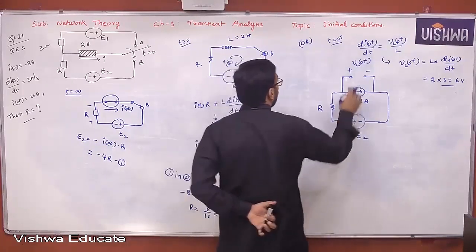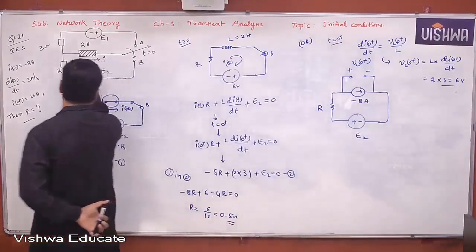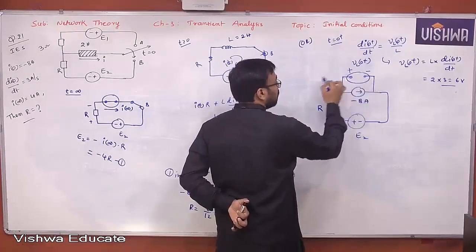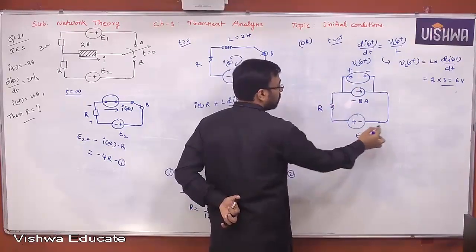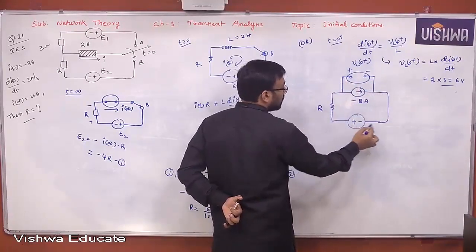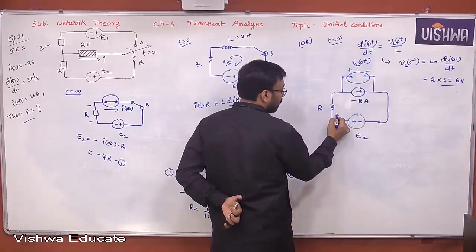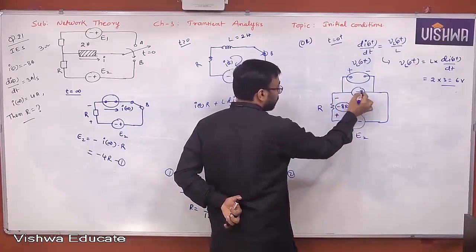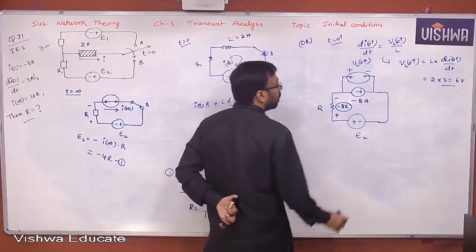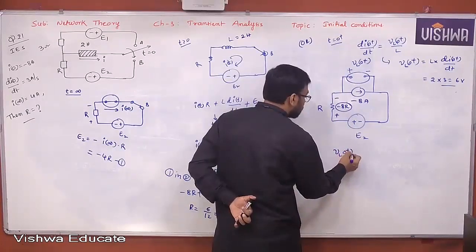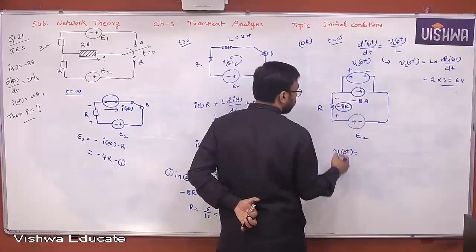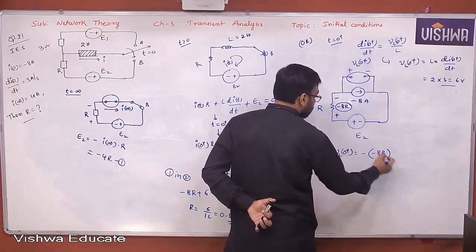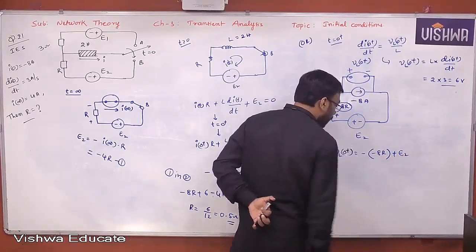Now the voltage polarity is very clear based on the direction of current given. This is plus, this is minus across the inductor. So this is the inductor physically present. Yes or no, all of you? Now let's find that voltage. What is the voltage across this? Plus minus minus 8R, because the current direction is like this. Therefore, VL of 0 plus is minus of minus 8R plus E2. Understand all of you?